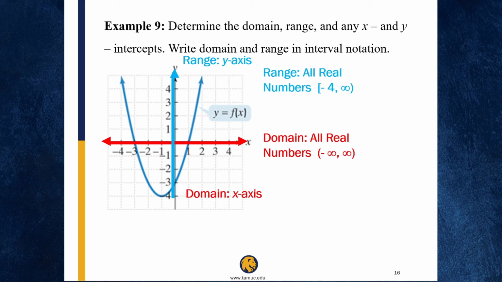Now for the x and y intercepts, we locate where does it cross the x-axis and where does it cross the y-axis. It crosses the x-axis at negative 3 and positive 1. So the x-intercepts are negative 3, 0 and 1, 0. For the y-intercept, notice it crosses the y-axis down at negative 3. So the y-intercept is 0, negative 3.